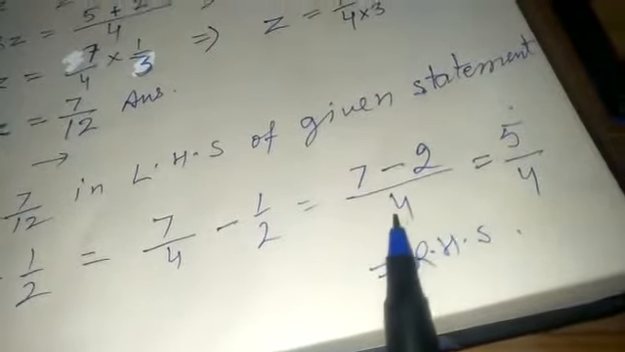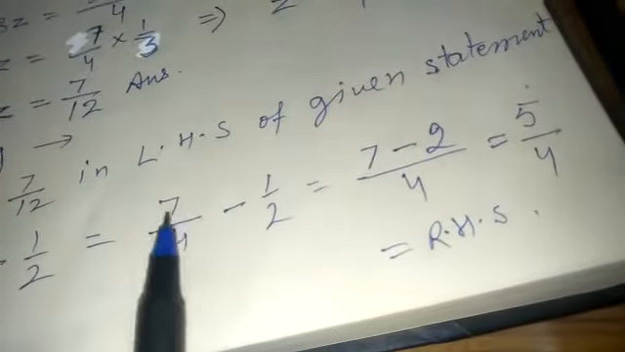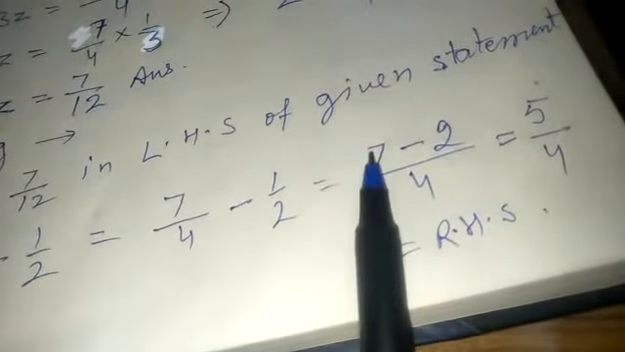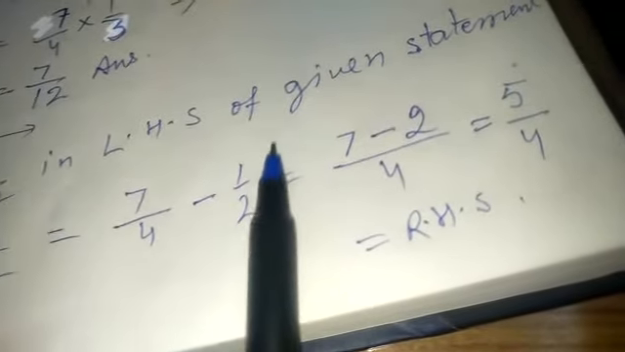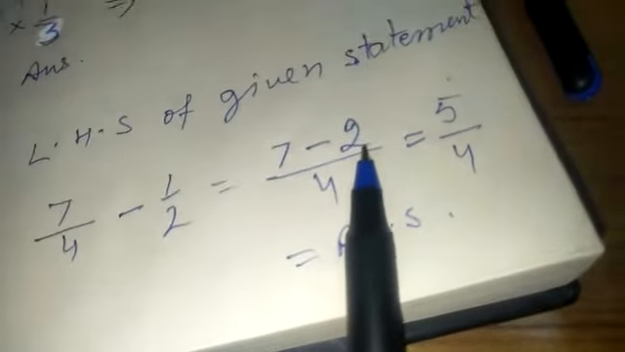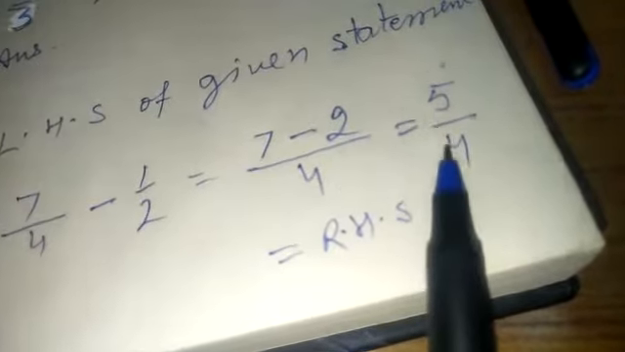Then 4 is the LCM. Multiply this by 4 here. So 4 and 4 cancel, only 7 is left. And if you multiply 4 here, 1 by 2 into 4, then 2 and 4 cancel, only 2 is left. Then 7 minus 2 by 4, that is 5 by 4.